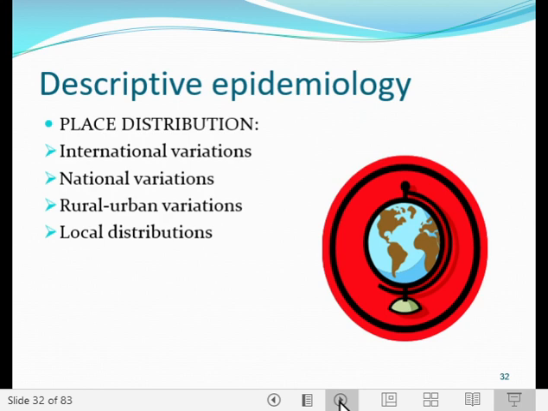National variations means the endemic diseases, such as fluorosis is present in particular areas, similarly goiter is present in particular areas. Then rural urban variations, that is in cities you will see more lifestyle associated diseases, while in rural areas you will see diseases which are more associated with helminths or worms or nutritional deficiency diseases. Local distribution means if there is a contaminated source of water or contaminated source of food in that particular area, you will see particular GIT diseases and so on.